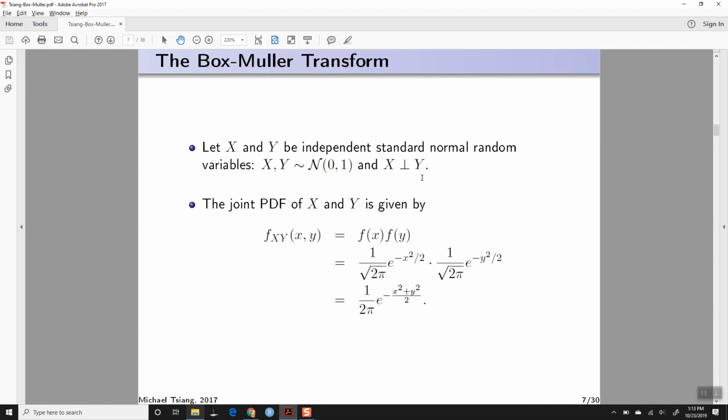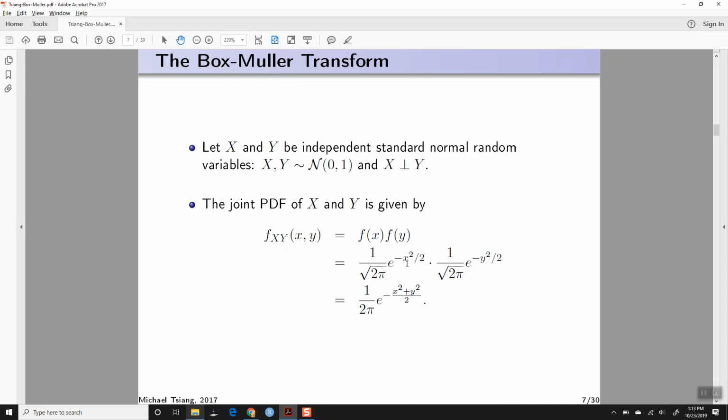So x and y are orthogonal. They have no relation to each other. And because they are independent of each other, their joint PDF is just the product of the two PDFs, okay? So I've got the standard normal PDF for x and the standard normal PDF for y, and I can just multiply them together because they are independent. If you plug in 0 for mu and 1 for standard deviation, you get this, okay? Which is quite elegant.